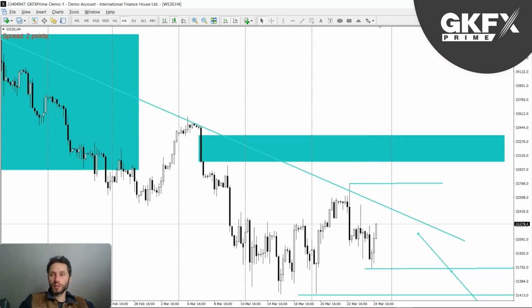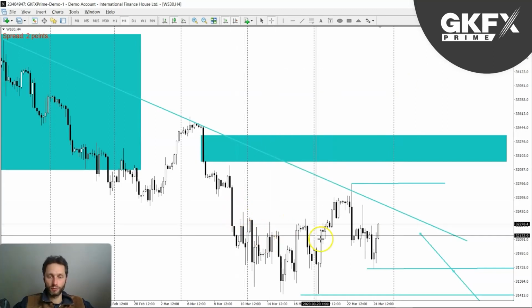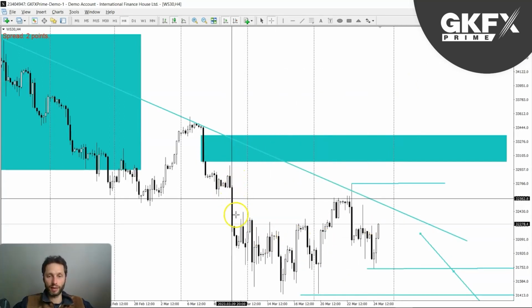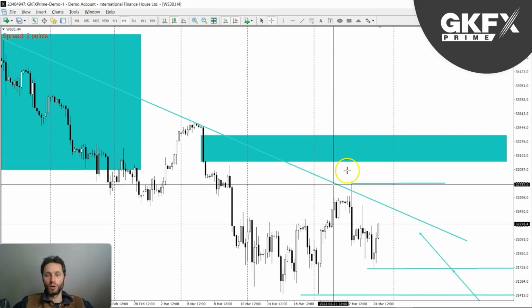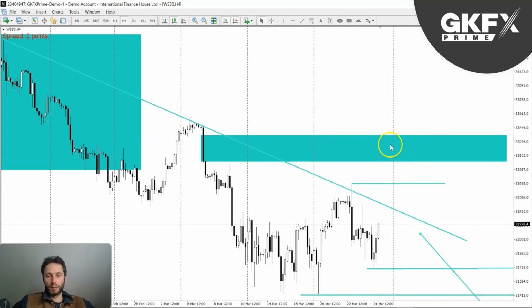Yeah, so at the moment it's a bit premature, a little bit unclear. We are in this kind of range. We have had this reaction here. So if we do get a break back above, back higher, then I will just step aside, leave this market alone, and then come back and watch it again later.